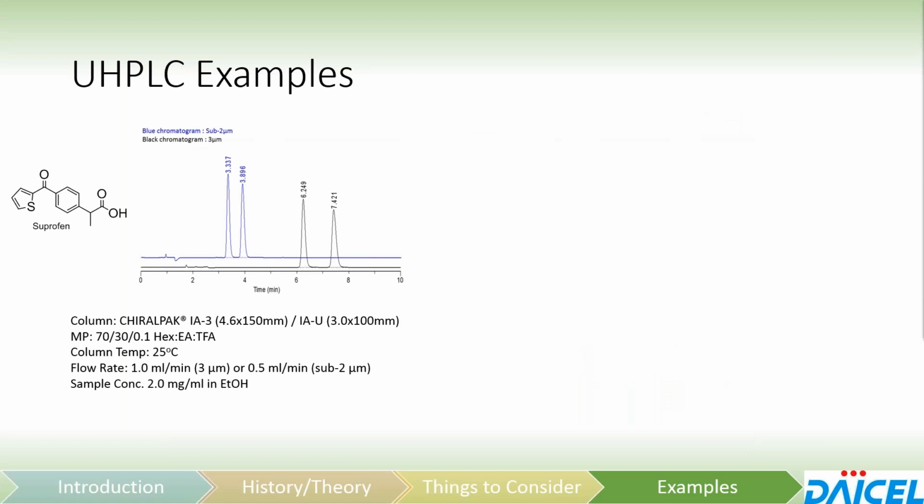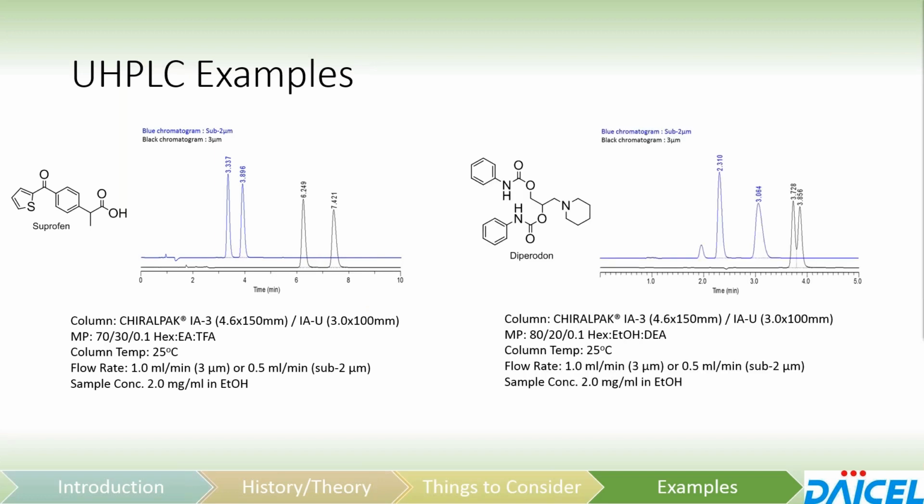So this is suprofen on IA3. So your 3 micron methods are in black and your sub 2 are in blue. So for suprofen, this is a normal phase method, hexane ethyl acetate with a little bit of TFA. You're decreasing your method time from estimate 8 minutes or so down to 4 minutes, or maybe just a little bit more than 4 minutes. So you're at 50% reduction, all while maintaining your good resolution, your good baseline separation, and essentially speeding up the time that it's taking you to do your analysis.